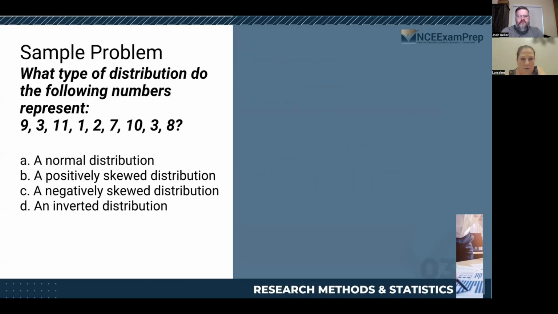Okay, so let's do another one that's similar. What type of distribution do the following numbers represent? Then we have our data set. Is it normal, positively skewed, negatively skewed, or an inverted distribution?